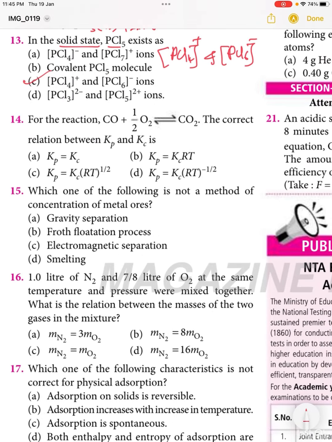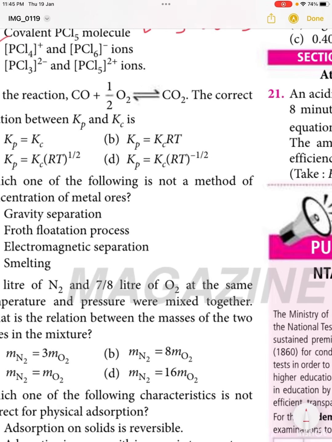Next, the 14th one. For the reaction CO plus half O2 gives rise to CO2, the correct relation between Kp and Kc is. We know that the relation between Kp and Kc: Kp is equal to Kc into RT to the power delta n. If delta n is equal to 0, then Kp is equal to Kc. Delta n greater than 0, then Kp is greater than Kc. Delta n less than 0, then Kp is less than Kc.